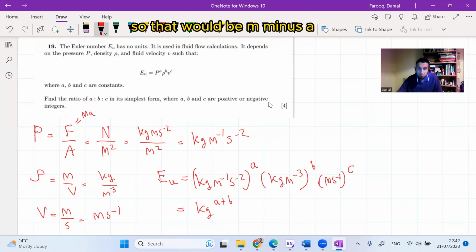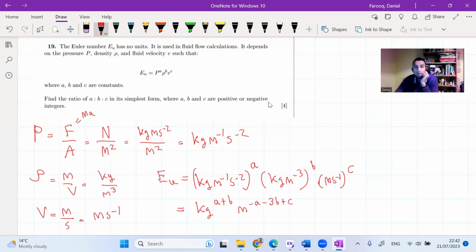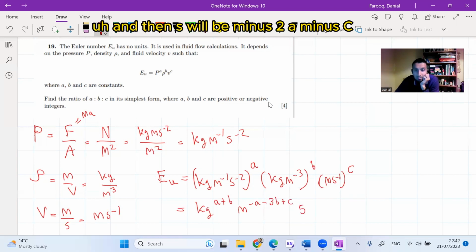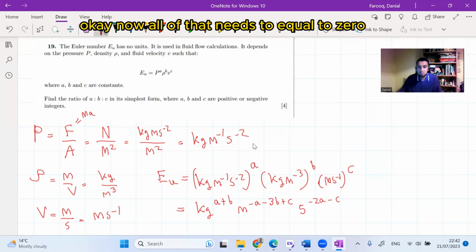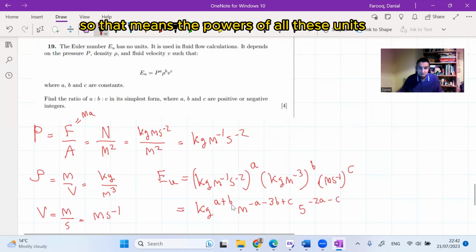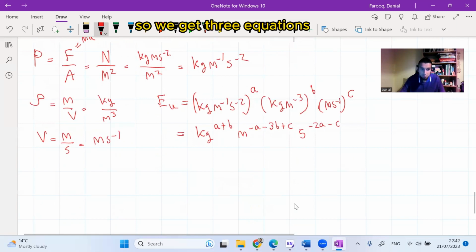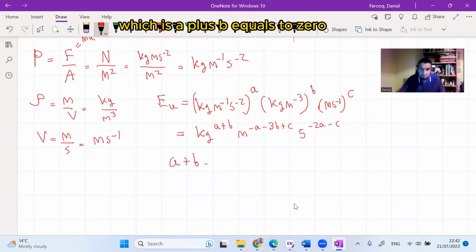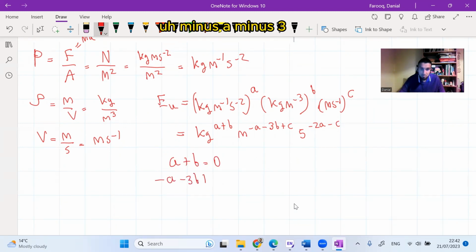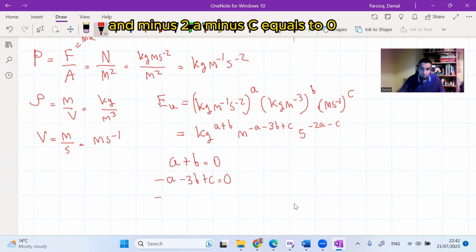So that would be m to the minus A minus 3B plus C. Okay. And then s will be minus 2A minus C. Okay, now all of that needs to equal to 0 because we want no units. So that means the powers of all these units should be 0. So we'll get 3 equations, which is A plus B equals to 0, minus A minus 3B plus C equals to 0, and minus 2A minus C equals to 0.